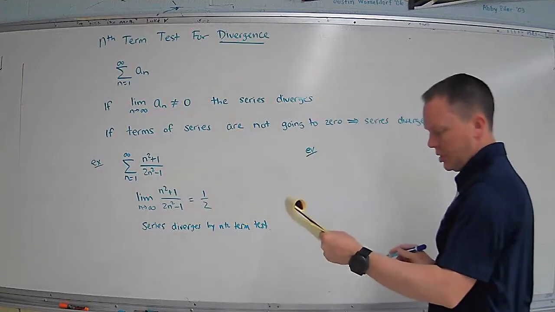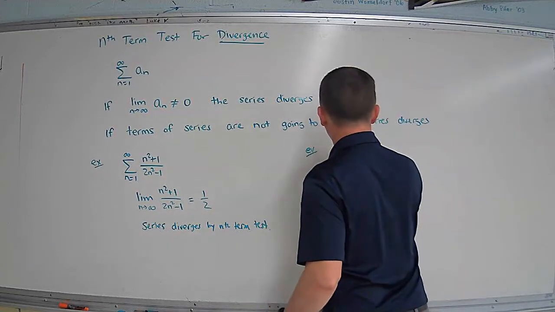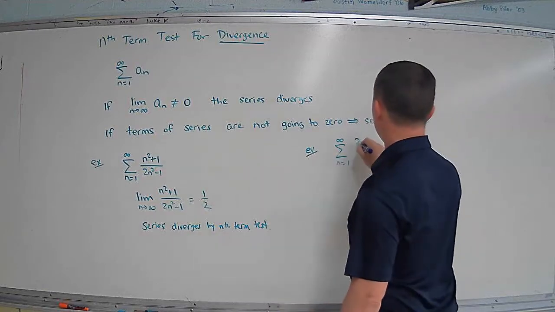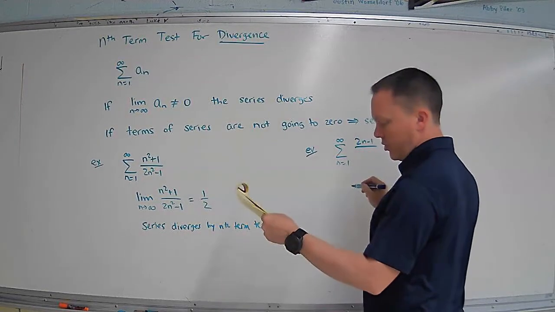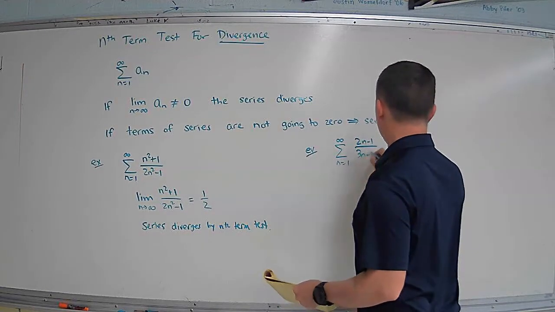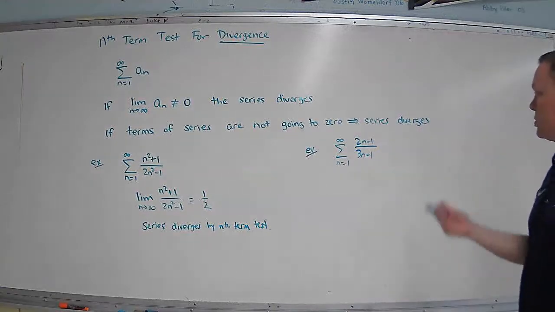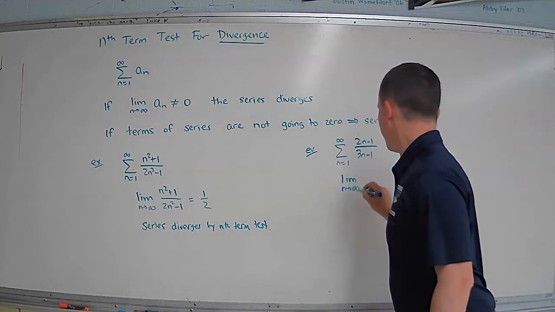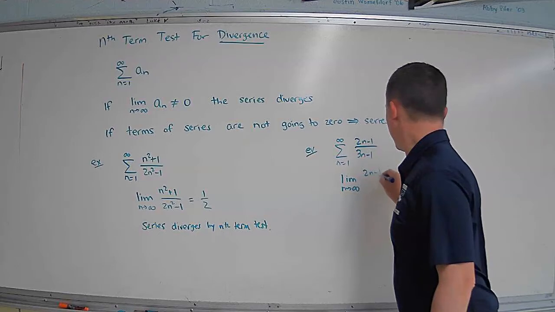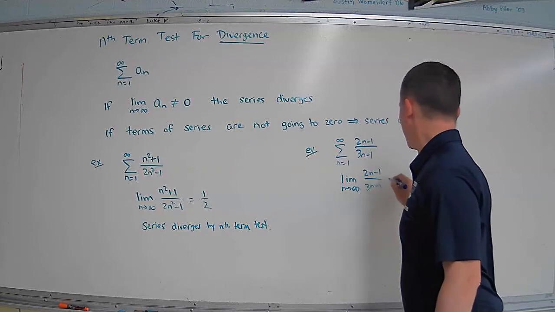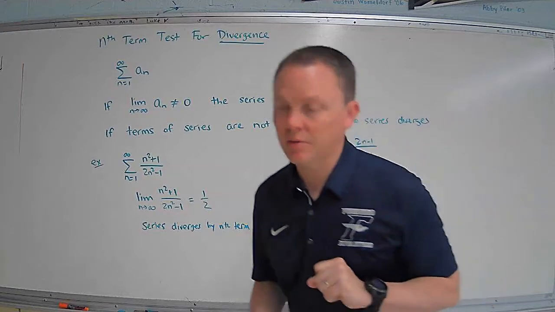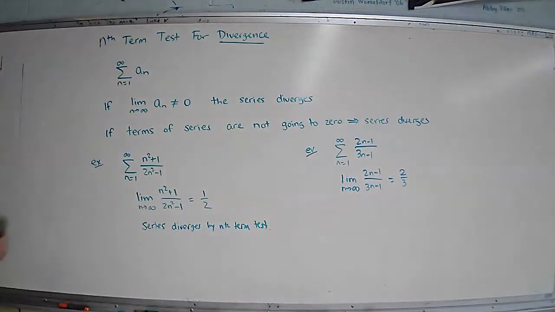Here's another one. So how about 2n minus 1 over 3n minus 1? Okay? So let's calculate. What are the terms doing? We're going to find the limit as n goes to infinity of 2n minus 1 over 3n minus 1. I get 2/3. Okay? What does that 2/3 mean? Don't just be like, oh, I got an answer. Okay? I got an answer there, 2/3.